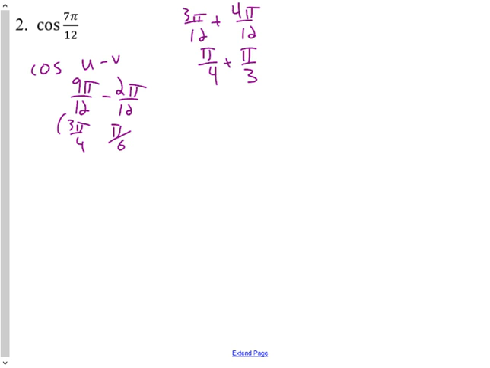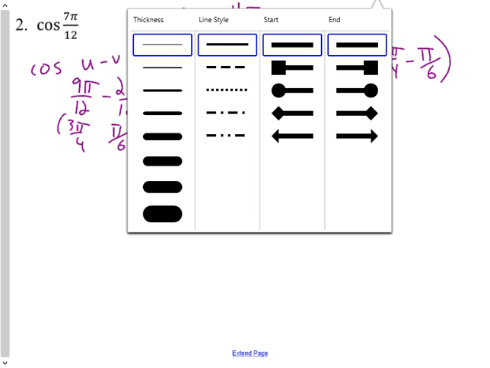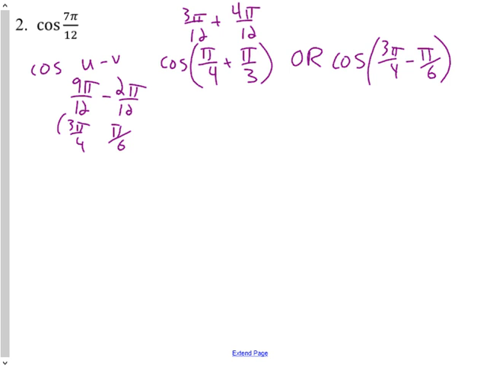Right? So we have a couple options. We can do this way, cosine of these, or we could do the minus, but do the 3 pi fourth and 1/6. Both will get you the same answer, and we'll just flip it. So we'll do the one on the left. We'll do a cosine plus, because we haven't done a cosine yet.